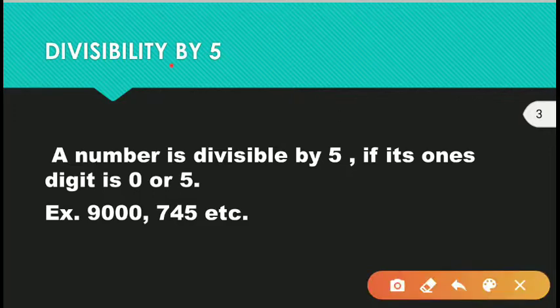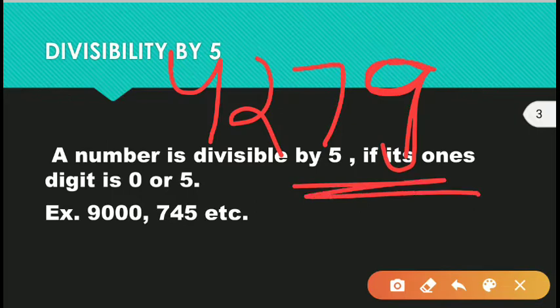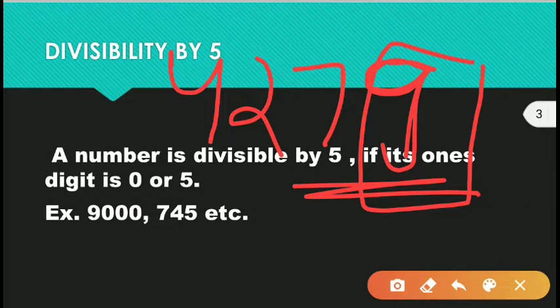Suppose you are having an example 4279. Will this number be divisible by 5? No. Why? Because the unit digit is neither 0 nor 5. Here the unit digit is 9. So this cannot be divisible by 5.